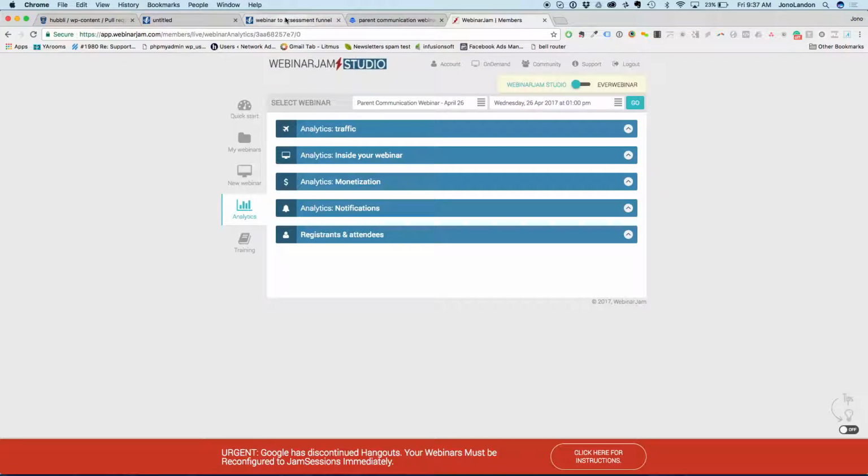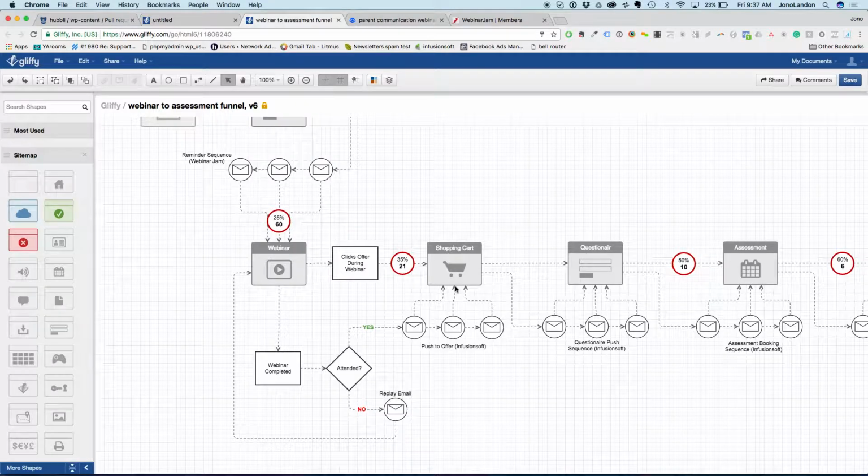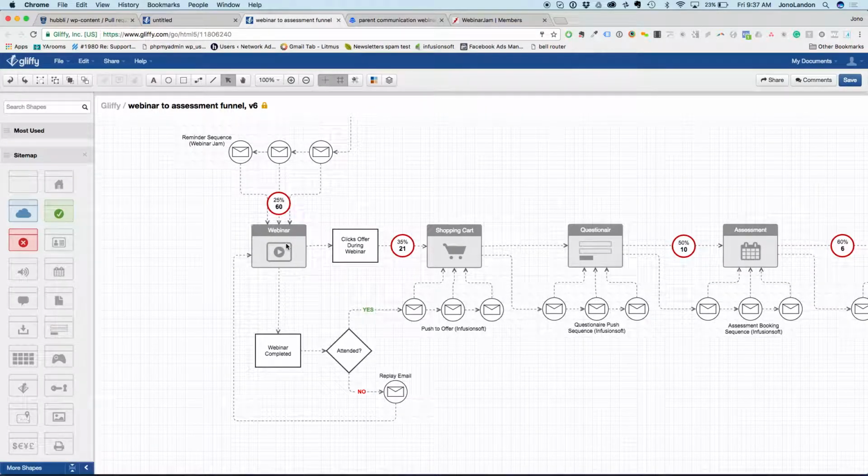So we've gone through the reminder sequence, right? And then they come to the webinar. Let's talk about the webinar a little bit. I've got it broken down, and I'm trying to think how I can best present this. I break the webinar down into three parts.